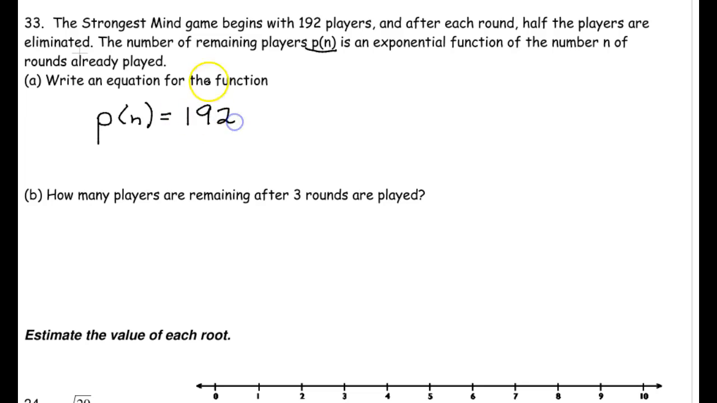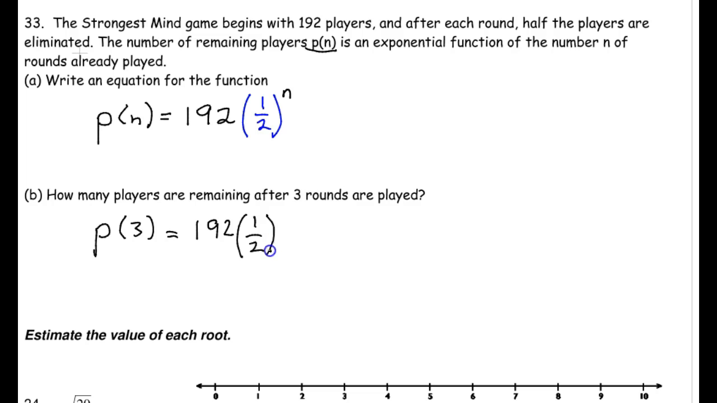192 players, and then each round, remember last time it was expanding by 3, but now it's half. So the number inside the parentheses is half. And then again, our variable is the exponent. Okay. So we can estimate this for 3 rounds. So basically we're going to take half 3 times, right? Because it cuts in half each time. So take 192, and we're going to cut in half 3 times.